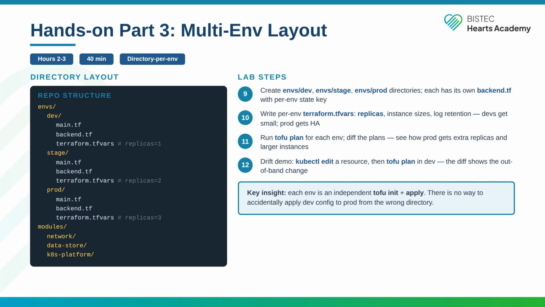Step 12. Drift detection. While the cluster is running, edit a Kubernetes config map directly with kubectl edit. Then run tofu plan in the dev environment. The plan will show a change. OpenTofu detected that live state diverged from your HCL. This is drift, and detecting it is the topic of the next slide.